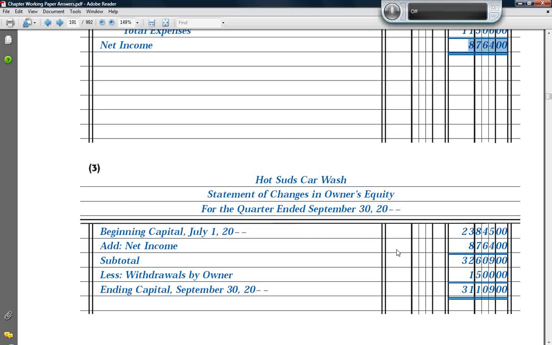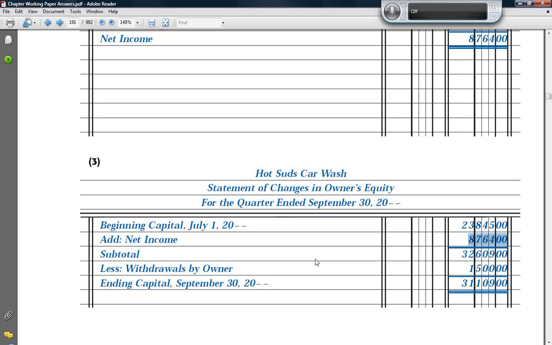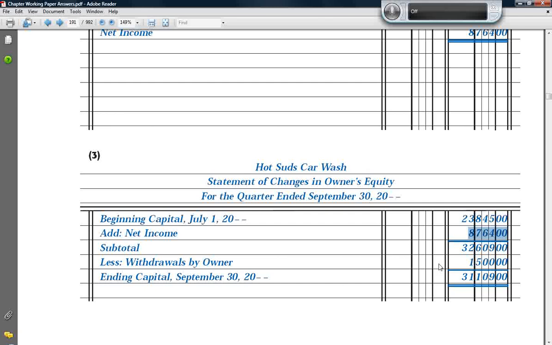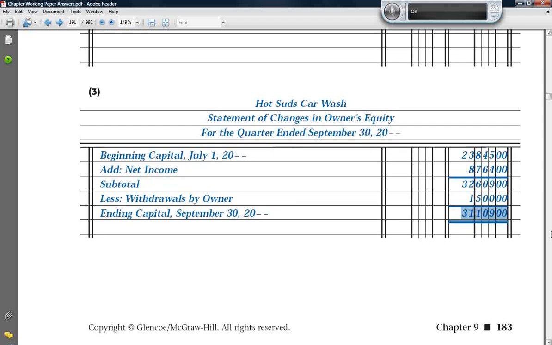That is the same amount from the worksheet, from the income statement. I make the computation to add net income. I back out or subtract any owner withdrawals, the $1,500, and my ending capital is now $31,109. That number is again going to be important. That flows into the balance sheet. So that is the number that's going to bring my assets equaling liabilities plus owner's equity together in our balance sheet.